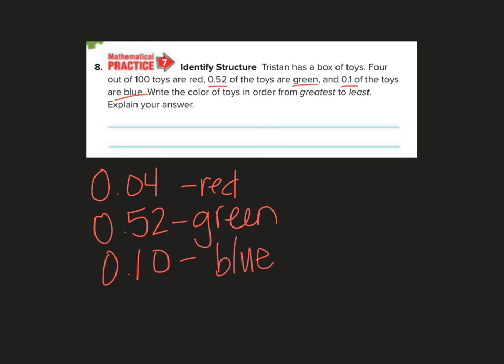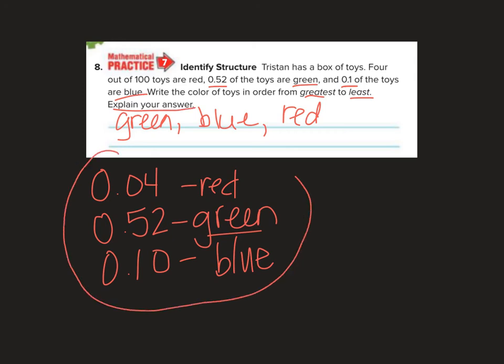Write the color of toys in order from greatest to least. Explain your answer. So greatest, green. Middle, 10 or 4, what's bigger? Thank you. I hope you're yelling at the screen. 10, 10. And then red is the least. Greatest to least, yep. And when it says explain your answer, guess what? Boom. There's my explanation right there. I showed my work nice and neat, so it's easy to understand.